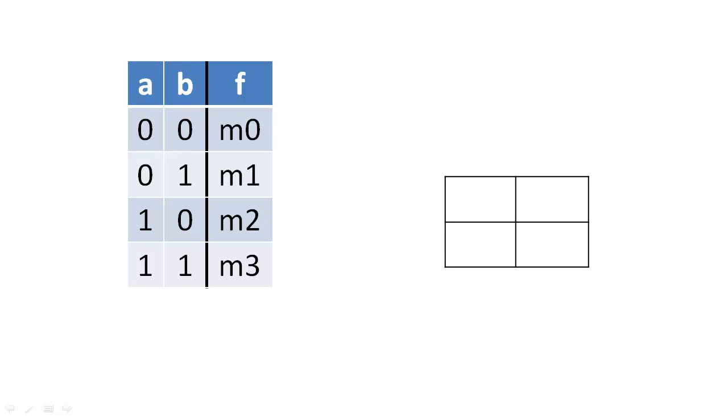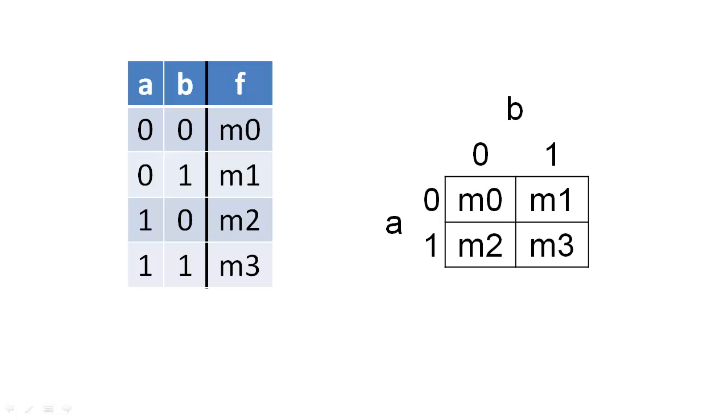A Kmap is essentially an alternative representation of a truth table that was designed to facilitate the creation of minimal Boolean expressions. The input variables are placed along the vertical and horizontal axes of the map and become the coordinate system for finding corresponding minterms on the Kmap. For example, the top left corner of the Kmap corresponds to minterm 0, which relates to the inputs of A equal to 0 and B equal to 0.